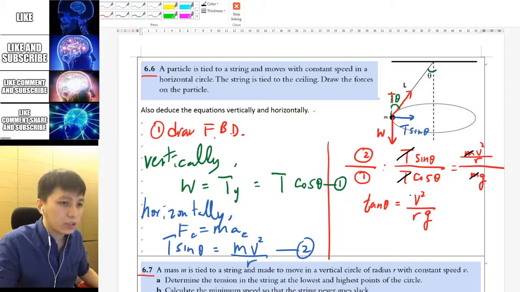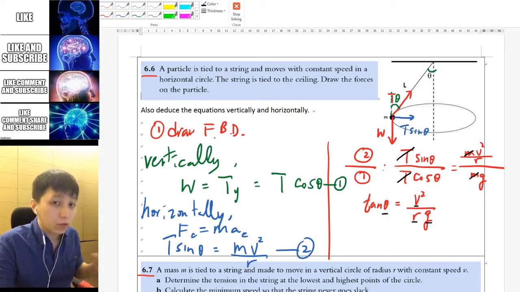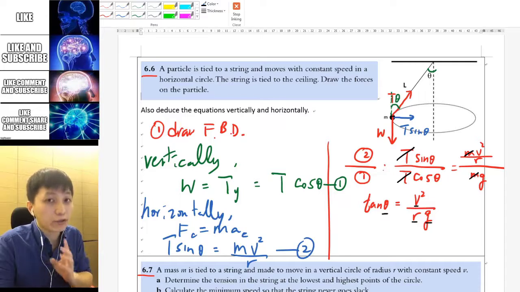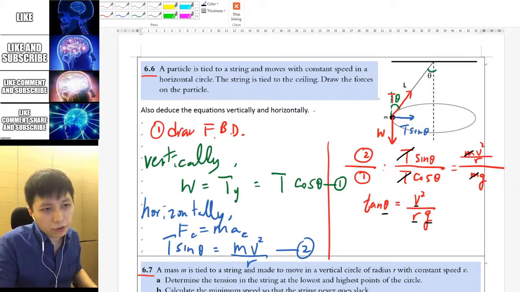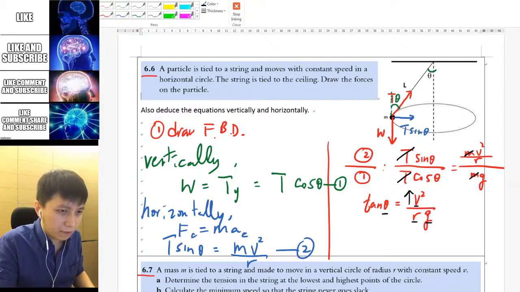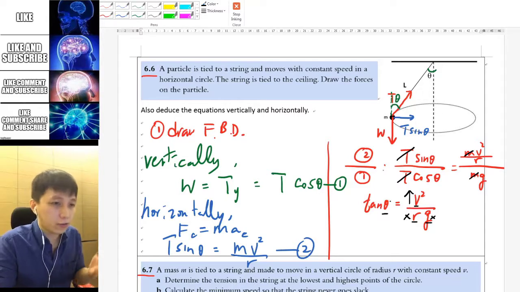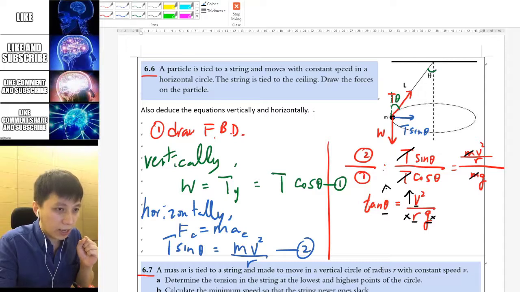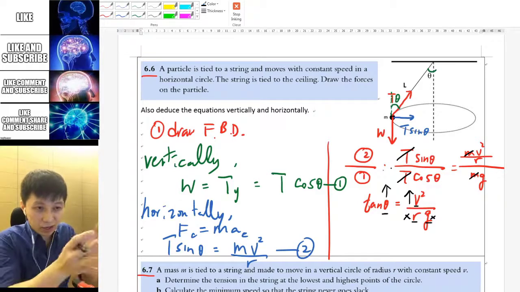However, if you want to deduce the relationship between theta, v, r, and g, you've got to be more careful and more conscious about the physics. So let me show you some ideas. For example, you may think, hey, if we increase v, so it spins faster, while keeping r and g constant, what will happen to the angle? From this mathematical relationship, you may see that the angle should increase just by looking at this equation.